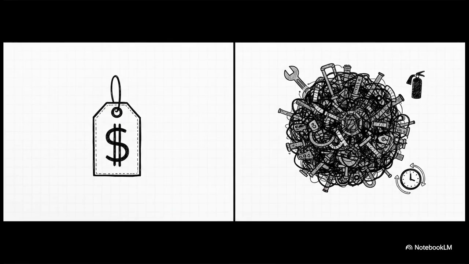The sticker price is a total distraction. The real price is paid in late-night maintenance, constant firefighting, and just lost productivity. So in this explainer, we're going to give you a really clear framework to calculate the total cost of ownership, or TCO, and hopefully see these hidden costs before they blow up your budget.